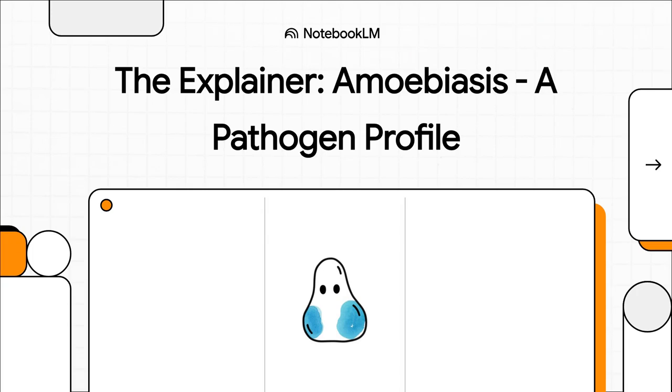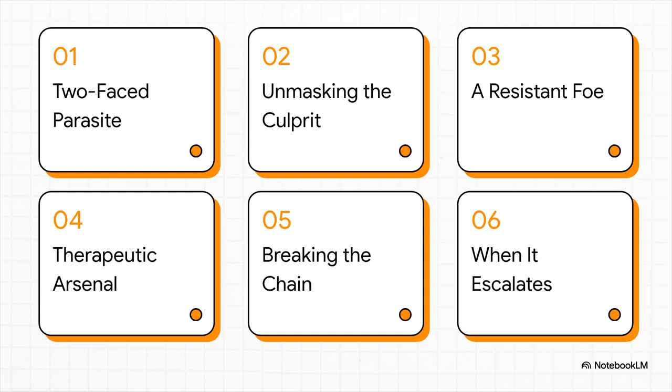Welcome to The Explainer. Today we're diving deep into a pathogen profile on amoebiasis. This disease, caused by the protozoan parasite Entamoeba histolytica, is a master of disguise. We're going to unpack its pathophysiology, some of the real challenges in diagnosis, and of course the strategies for managing it. So here's our roadmap.